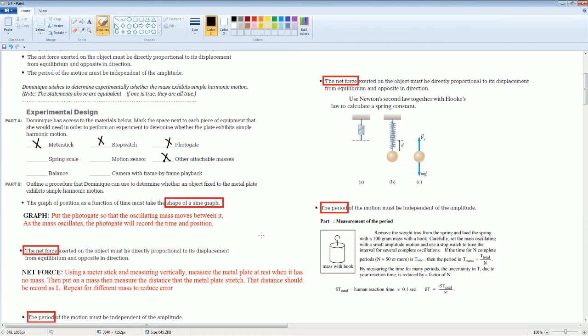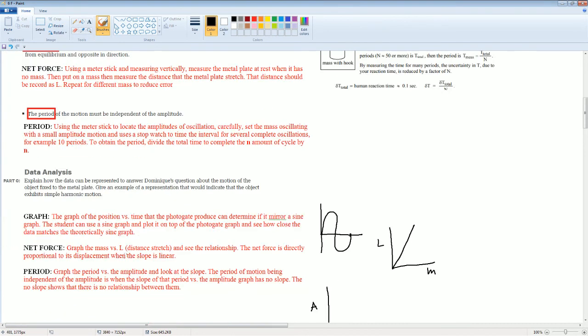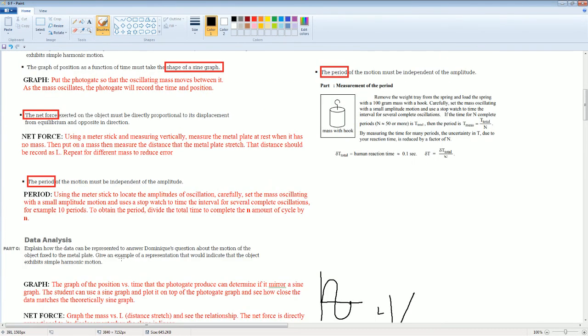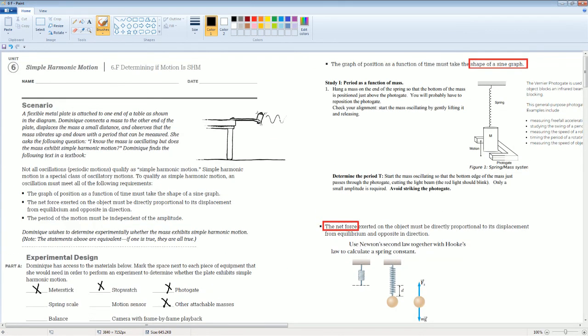Just to let you know, you could use a motion sensor, a camera, and a stopwatch, and these three are equivalent to what the Photogate produces. But part B asks for the procedure, and part C is the data analysis of that procedure. All right, but there you go. Those are all your solutions for 6.F.